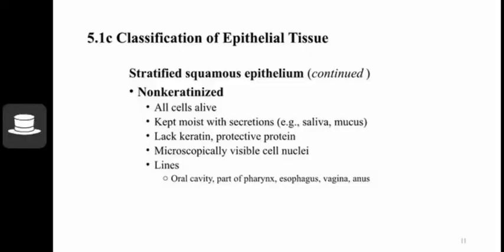The non-keratinized is still part of the stratified squamous epithelial tissue, but all these cells are alive, and we tend to have the non-keratinized tissue in areas of the body that need protection, but typically aren't very exposed to the outside world. So, for example, parts of the oral cavity, parts of the pharynx, the esophagus, the vagina, and the anus all have this non-keratinized stratified squamous epithelium.